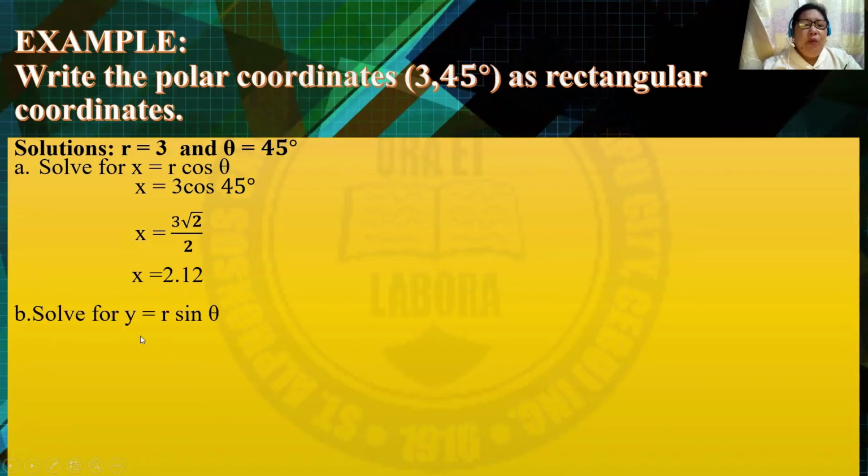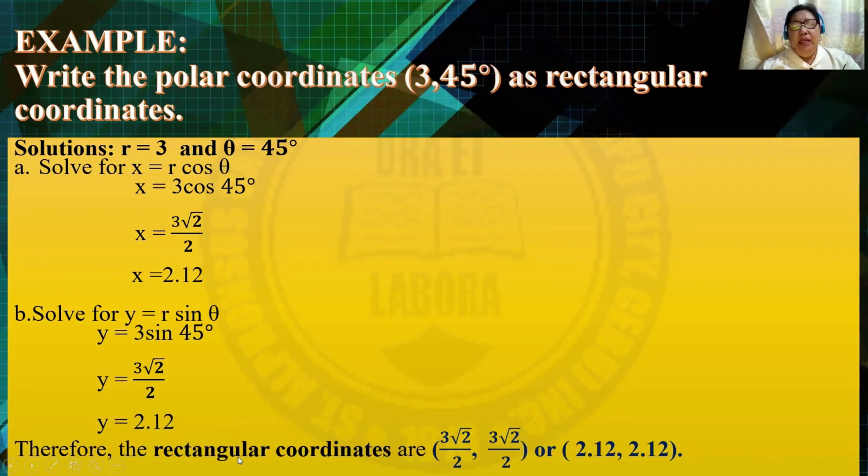Next, we have to solve for y is equal to r sine theta. r is 3, then sine 45 degrees for theta. Sine 45 is again square root of 2 over 2 times 3. Then y is equal to 2.12. Therefore, the rectangular coordinates are (3 square root of 2 over 2, 3 square root of 2 over 2), or you can express in decimal form (2.12, 2.12).